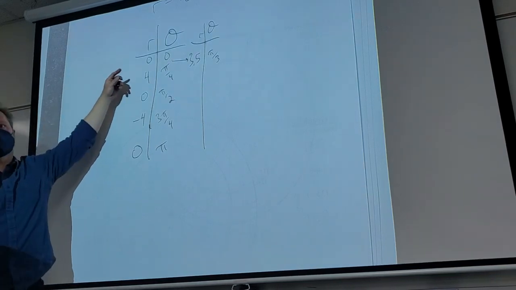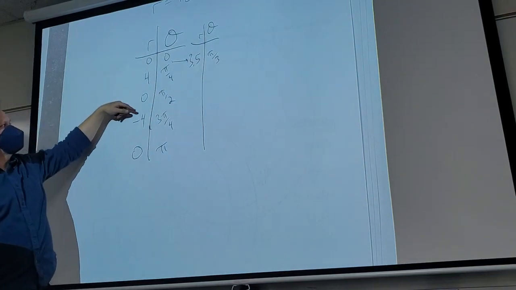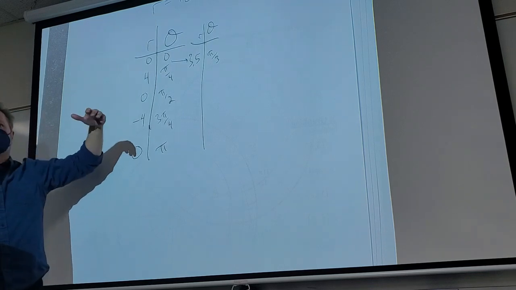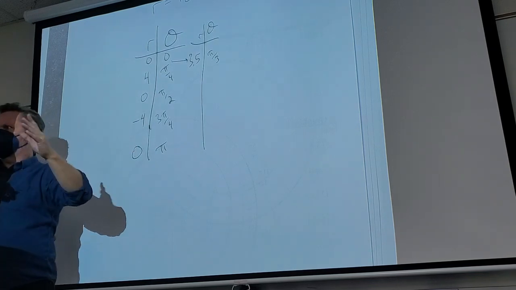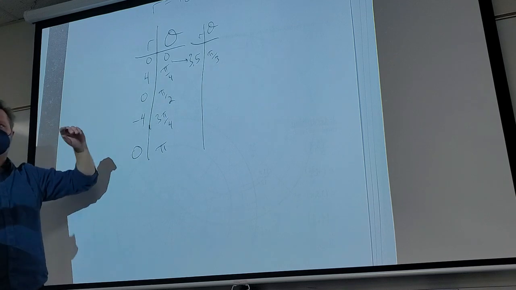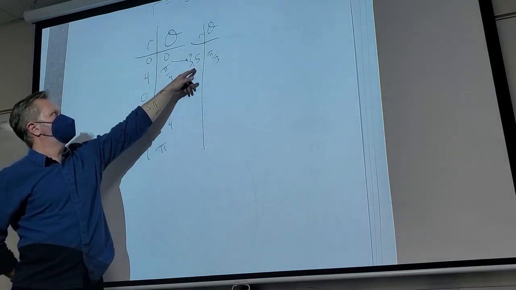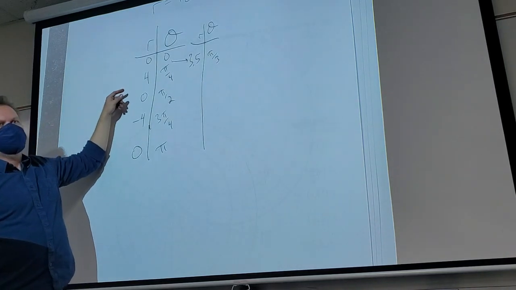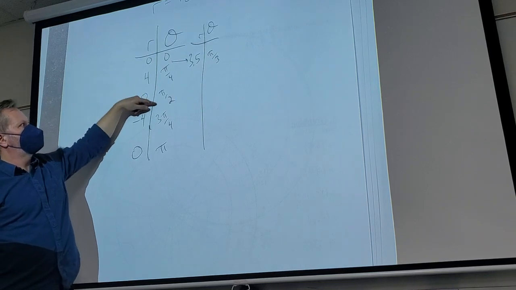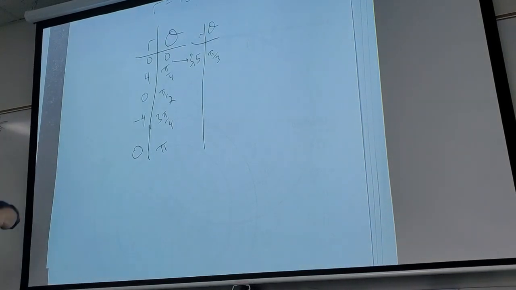I wanted better resolution. This doesn't seem to be telling me enough information in the middle. I don't know how it's getting from 0 to 5. I don't know what it's doing in the middle, just like with parametric. So I'm putting a few things in the middle of these. What's in the middle of pi over 4 and pi over 2? Pi over 6.